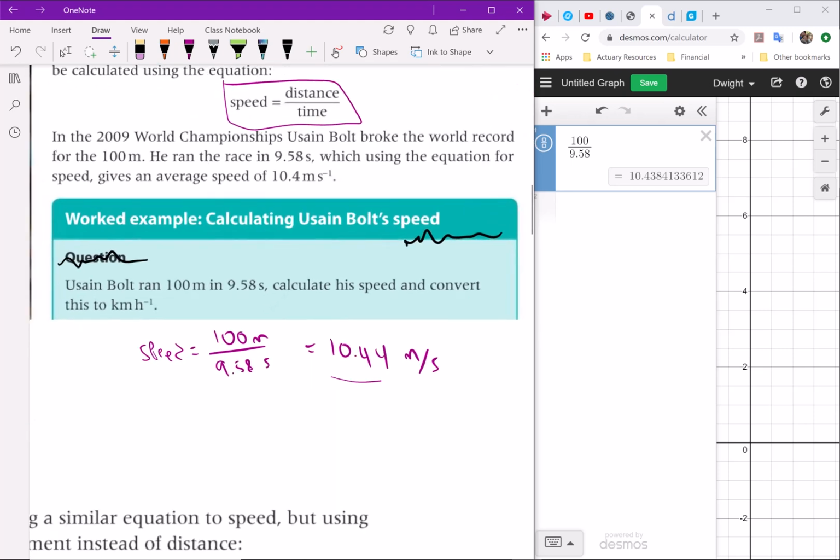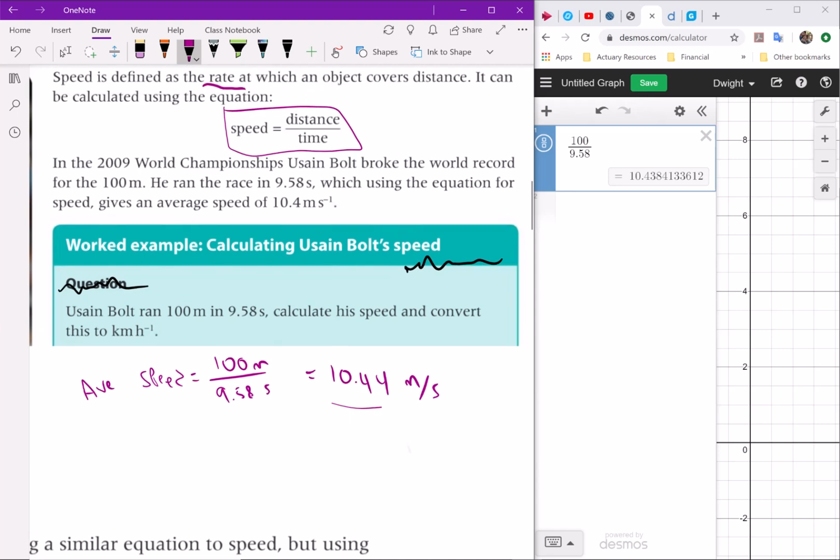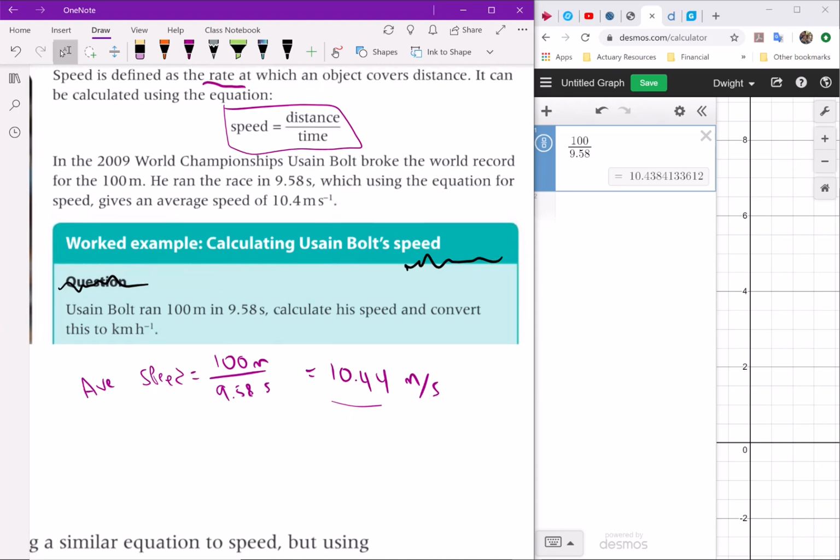What's important for you to understand is that this is an average speed, right? He did not run 10.44 every second. He probably was a little bit slower, and then he sped up, and then, once he got going fast, he was running at a constant speed. But in the beginning, he was stopped, so he had to kind of speed up. So that's, again, speed, distance over time.